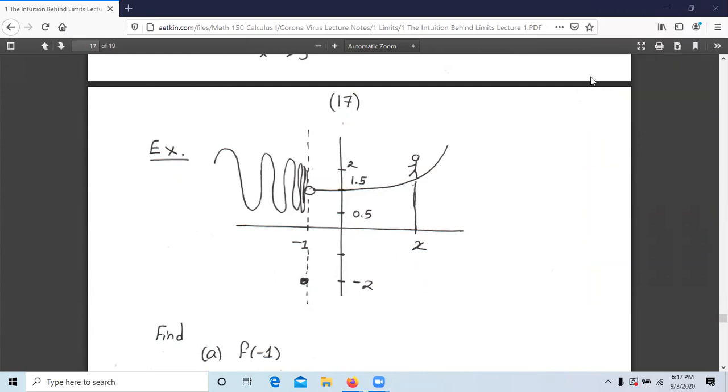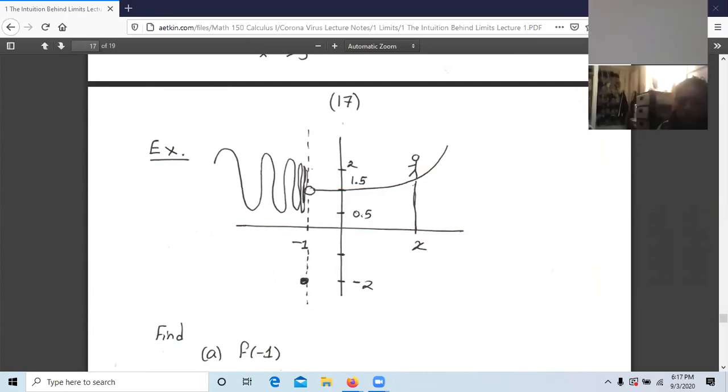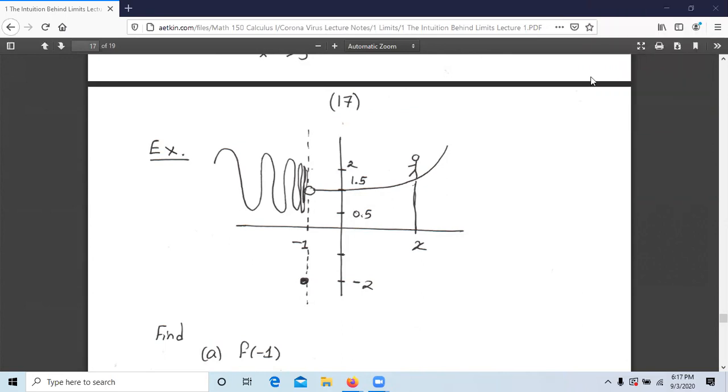Can you repeat the question? The limit as x goes to -1 plus and the limit as x goes to -1 minus is what we're interested in. Let's start with the plus. Good.